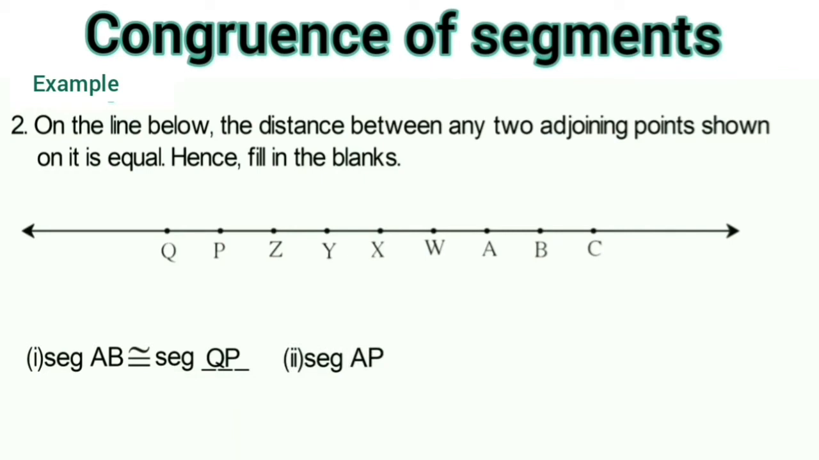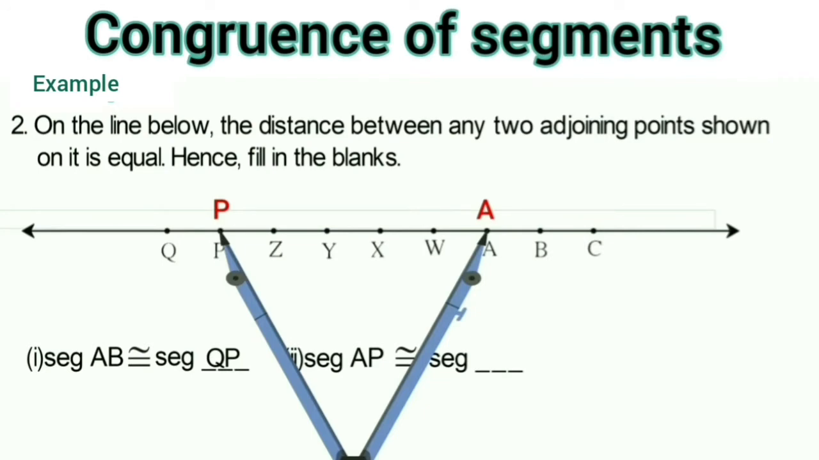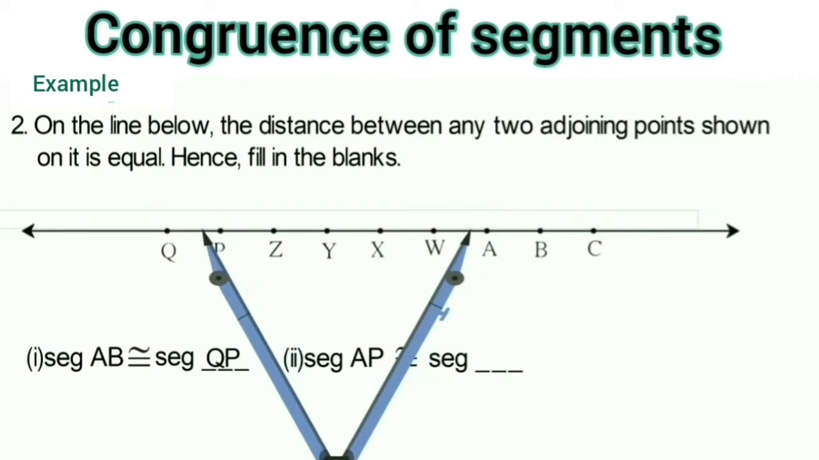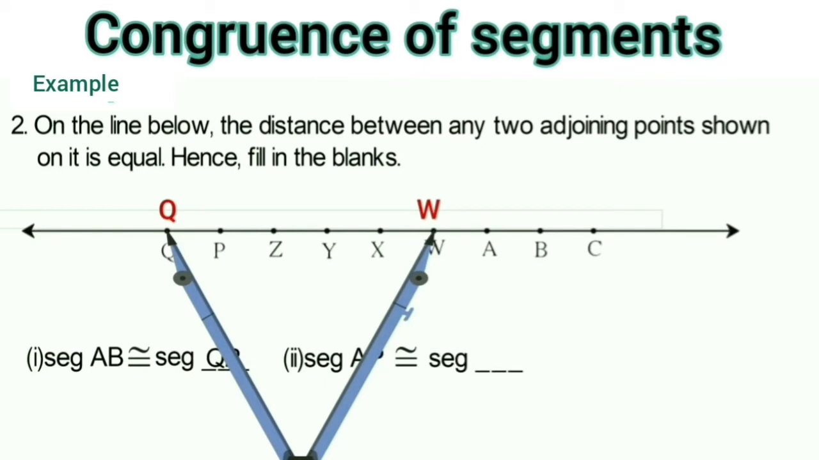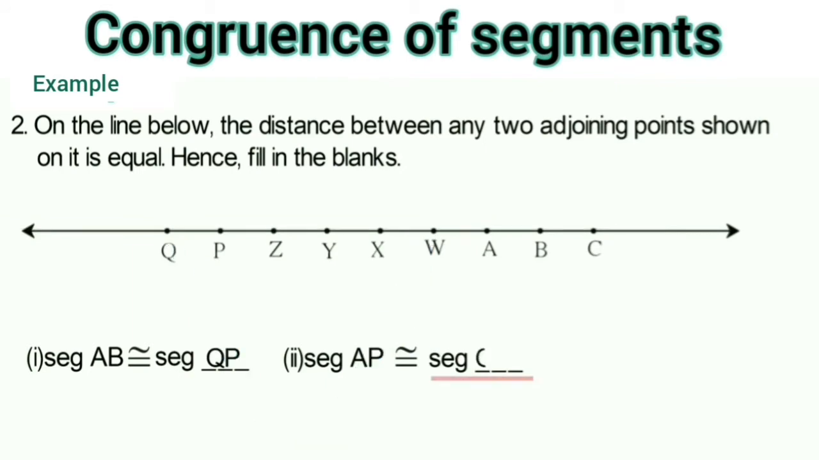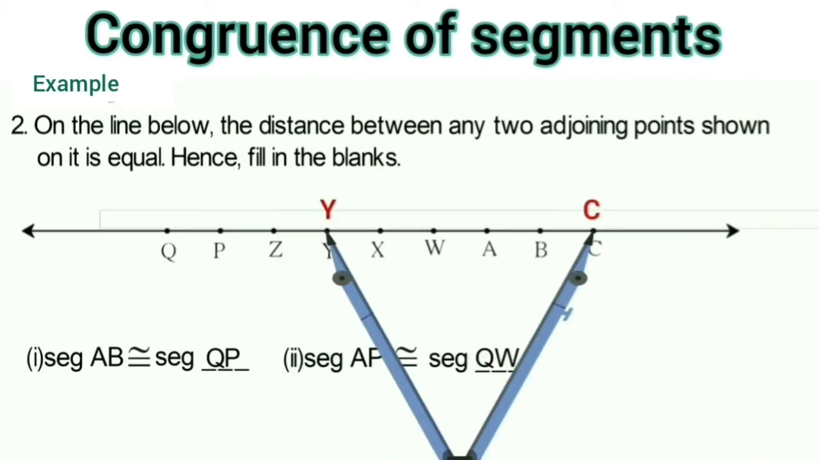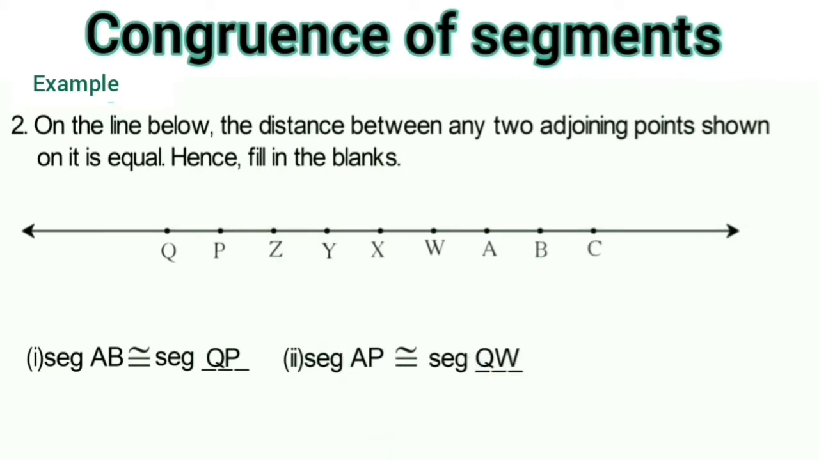Now let us see segment AP is congruent to which segments. Segment AP is congruent to segment WQ. Segment WQ is congruent to segment ZB. Segment ZB is congruent to segment YC. So you can write any one of the answers for these congruent segments.